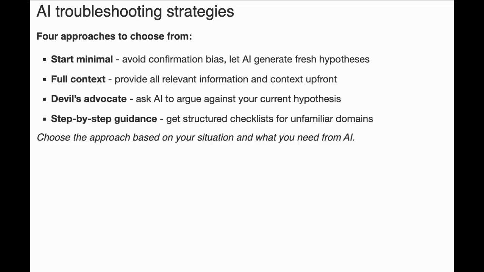And the step-by-step guidance approach. Get a structured checklist for unfamiliar domains. This is perfect when dealing with something completely outside your comfort zone. Instead of fumbling around randomly, you can ask AI to give you a structured approach. It's like having a troubleshooting playbook for domains you're unfamiliar with. This helps to identify where you might want to focus your investigation and start eliminating lines of inquiry that are not relevant. The main message, the point isn't to memorize these approaches, but to understand that AI is a flexible tool. Match the approach to your needs.